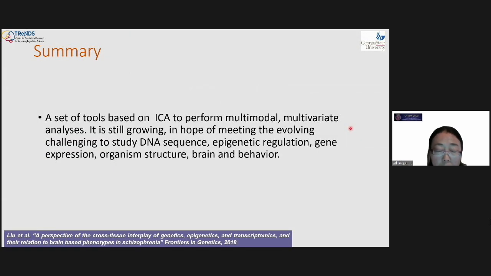So in summary, I introduced a set of ICA-based tools to perform multimodal multivariate analysis. This set of tools is still growing. We're still developing new methods to meet the challenge of evolving new datasets. Hopefully, from this talk, you know that if you have certain multimodal multivariate analysis projects, this set of ICA tools may be one of your options to analyze them.